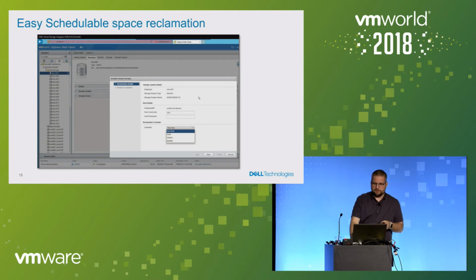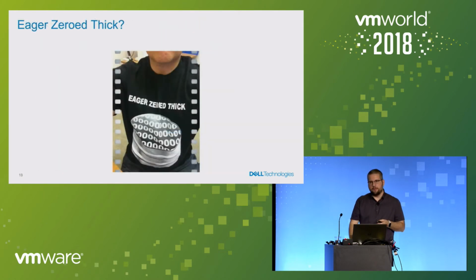Awesome. Next best practice, eager zero thick. Back in the early days, we used to have a best practice that if you are provisioning your VM, you might want to do it as an eager zero thick VM, which means that the cloning operation will be faster. That was true before vSphere 6, but many people didn't read the updates from vSphere 6 and so on. So this best practice is not relevant anymore.